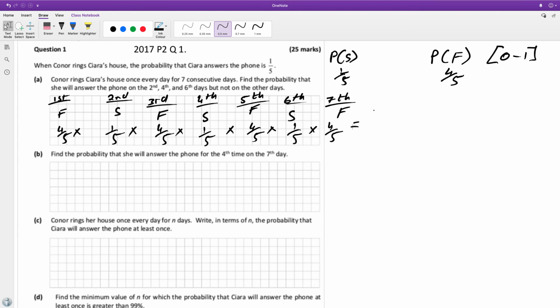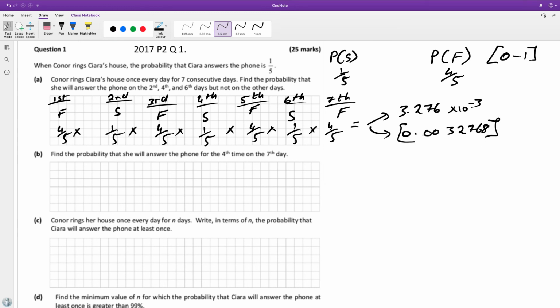What are we getting? I'm getting 3.2768 multiplied by 10 to the power negative 3. Make sure you know how to write it both ways. 10 to the power negative 3 means 0.0032768.